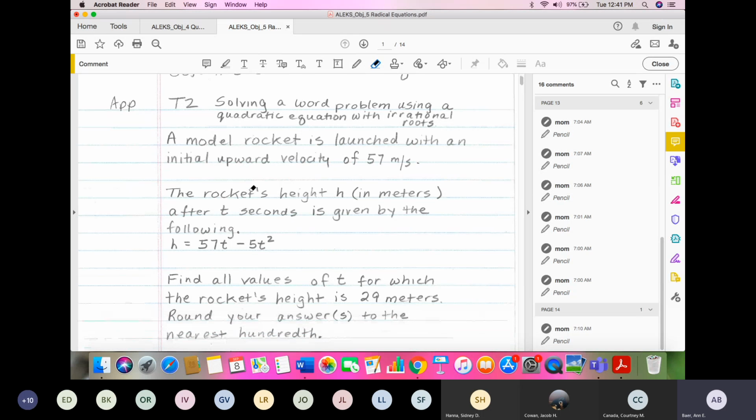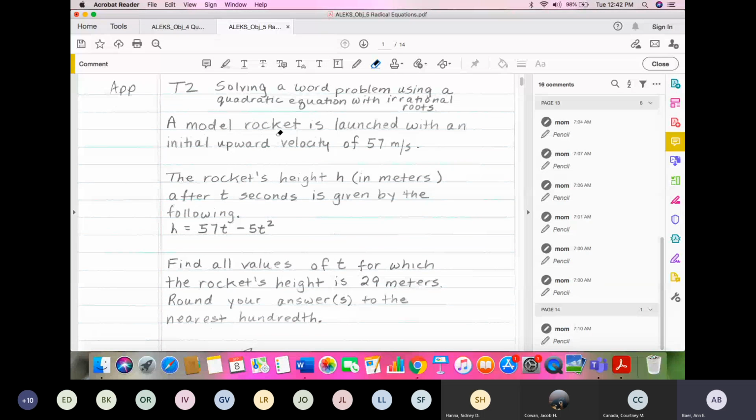So let's look at this. Solving a word problem using a quadratic equation with irrational roots. Irrational numbers are non-terminating, non-repeating decimals like pi and the number e. So they go on forever and ever, they have no pattern to them, and they don't stop. So let's look at this particular problem.